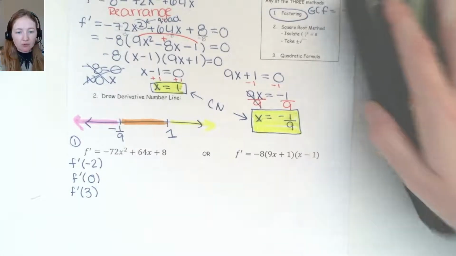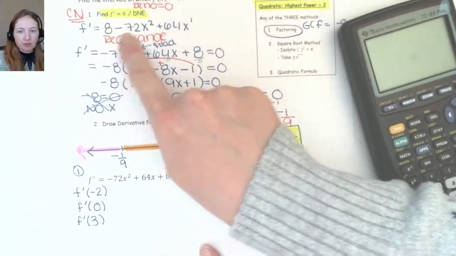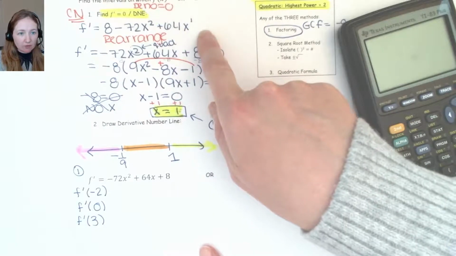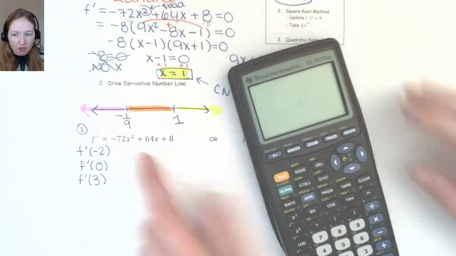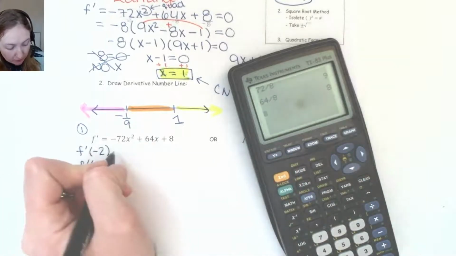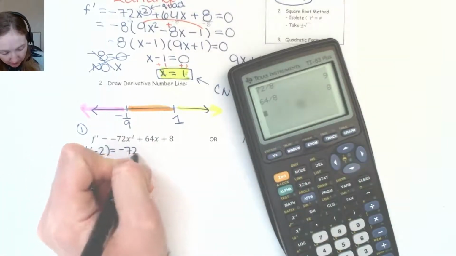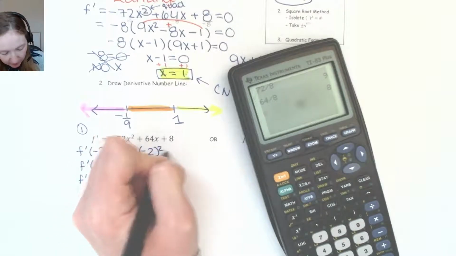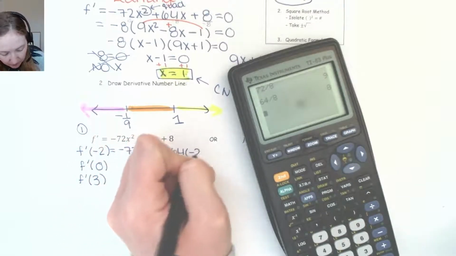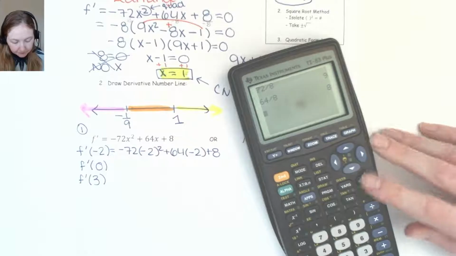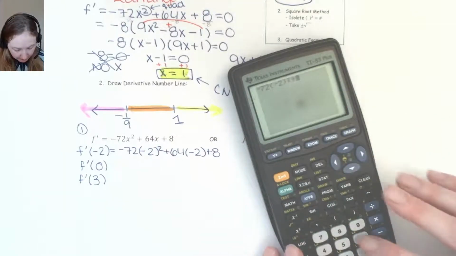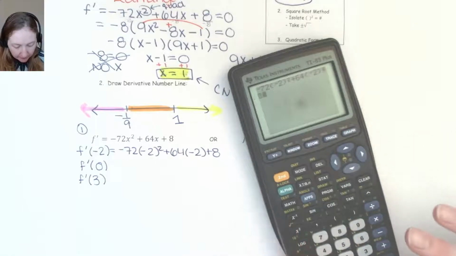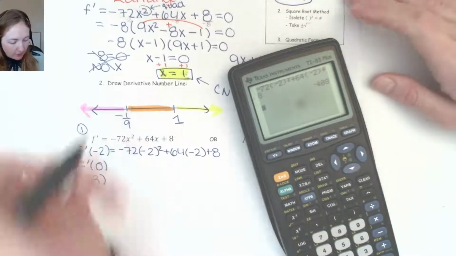All right, so what you would do is you would just go back up here to where you had originally taken the derivative and plug in your -2 into that function, or into that derivative, I should say. So it's going to be -72 times -2 squared plus 64 times -2 plus 8. And what you would do is you would plug that in on your scientific calculator or graphing calculator and get a negative.